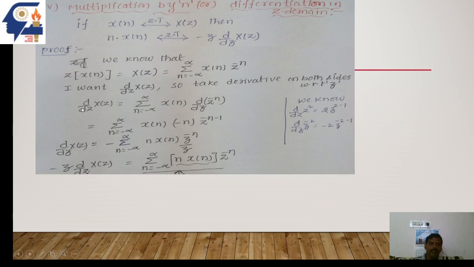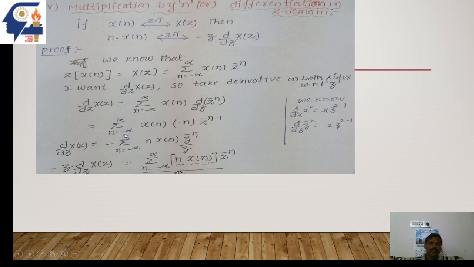Then you will get d by dz X of z. It is a summation, and x of n is not a function of z. So summation n equal to minus infinity to plus infinity x of n, take it outside. But only z power minus n is a function of z, d by dz z power minus n. We know d by dz z square means n into z power n minus 1. The same way d by dz z power minus 2 means minus 2 into z power minus 2 minus 1. The same formula can apply. Then take this minus outside. Summation n equal to minus infinity to plus infinity n into x of n into z power minus n by z.